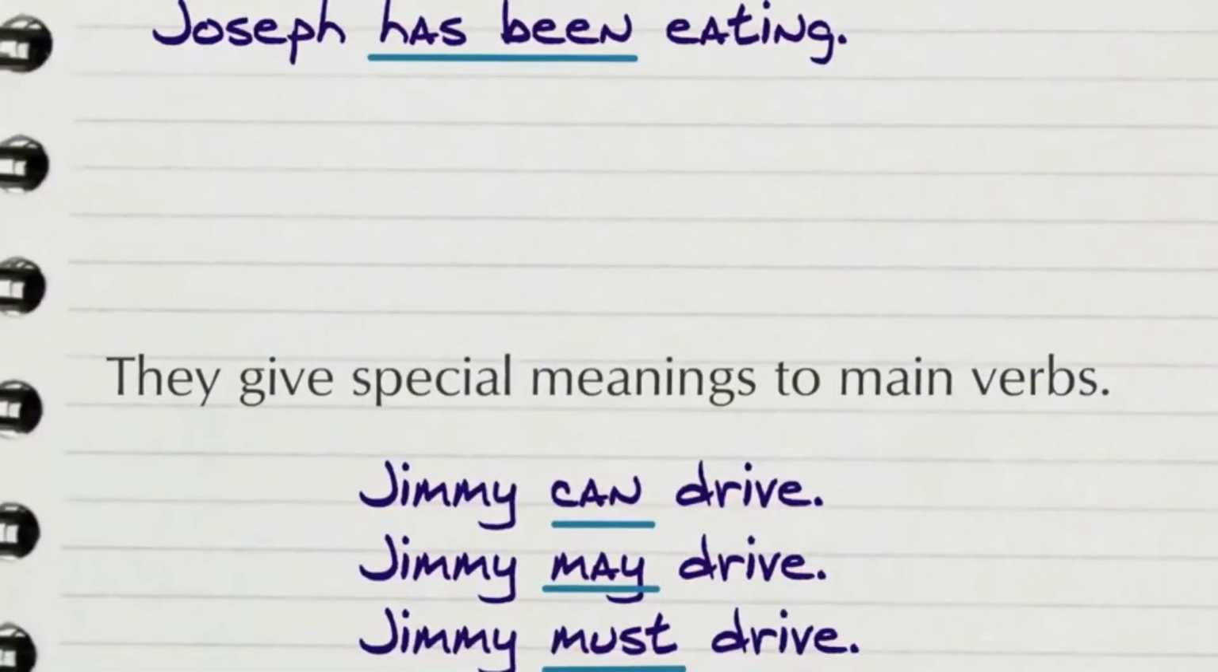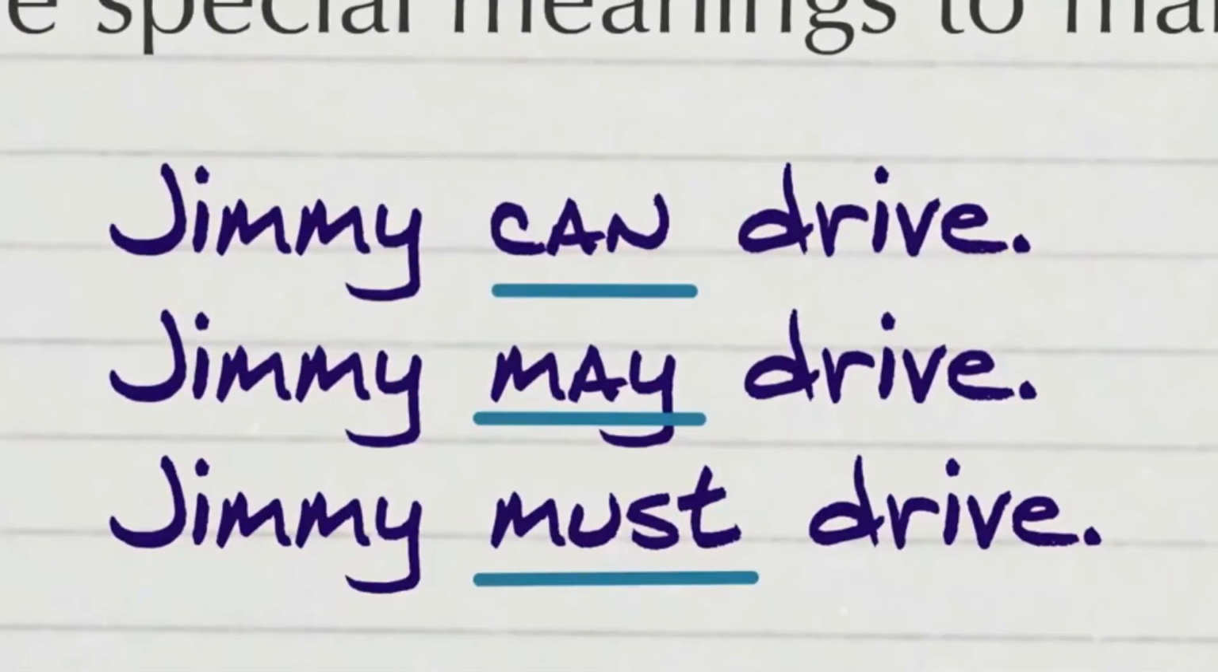Helping verbs also give special significance to the main verb. Helping verbs that do this are called modals. Here are some examples of modal helping verbs. Jimmy can drive, Jimmy may drive, Jimmy must drive. Drive is always the main verb, but the modals give special meaning to it in each sentence. Can, may, must help and change our knowledge of the main verb drive.